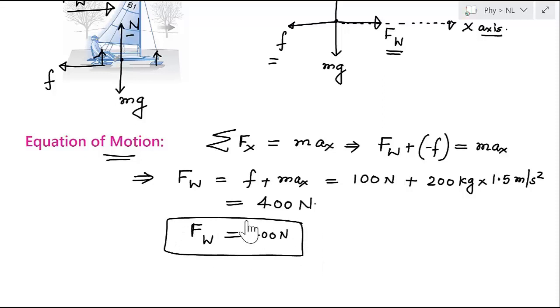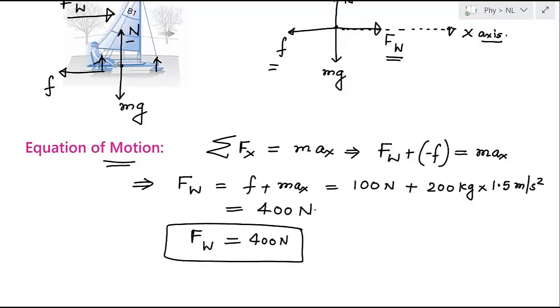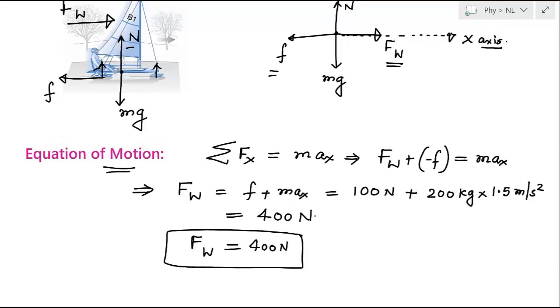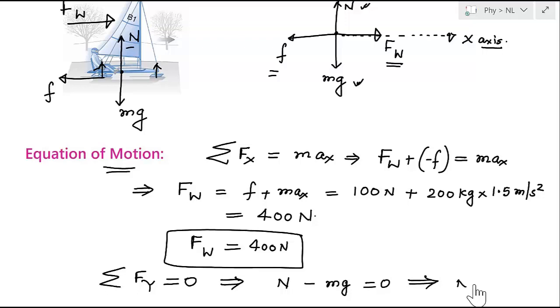You can also find the normal reaction if you consider the equation in the y direction. In the y direction there is no movement, there is no acceleration. So we can say the summation of all the forces along the y direction is equal to 0. This means in the y direction the normal force is acting, and mg is acting in the downward direction, that is N minus mg equals 0. So this gives you N equals mg.